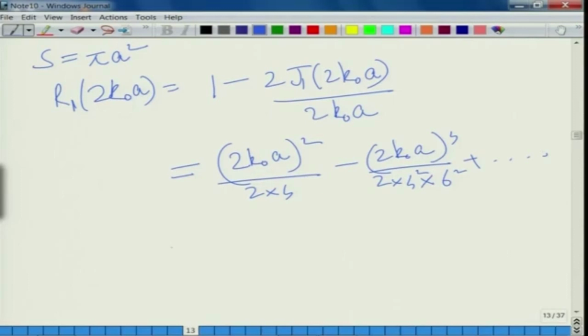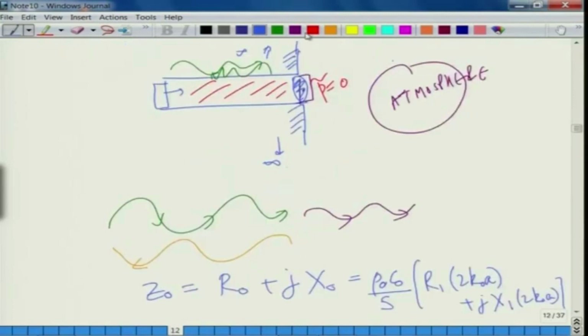So, we can very safely approximate this by retaining only the leading term. When we do that, what are we going to get? We are going to get k naught a whole square by 2, this approximation. And similarly, what about the term that is present here, x naught? Let me spend a little time here. So, what is the R naught term?